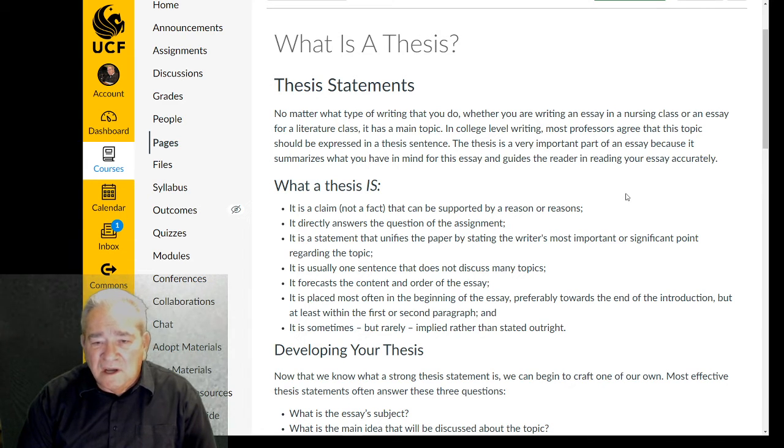It forecasts the content and order of the essay, and you'll notice that your thesis sentence is usually placed at the beginning of the essay, preferably toward the end of the introduction, but at least within the first or second paragraph. So I've seen in some of your essays, and I've seen some really good essays in all three of these classes that I teach.